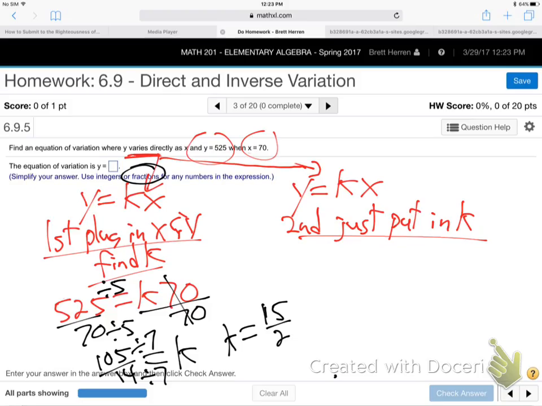Now, on part 2, you have y equals kx again, but this time you just put in the k. What's the k? 15 halves, and you're done. That's all, nothing more. For now, we're going to move on in a minute.